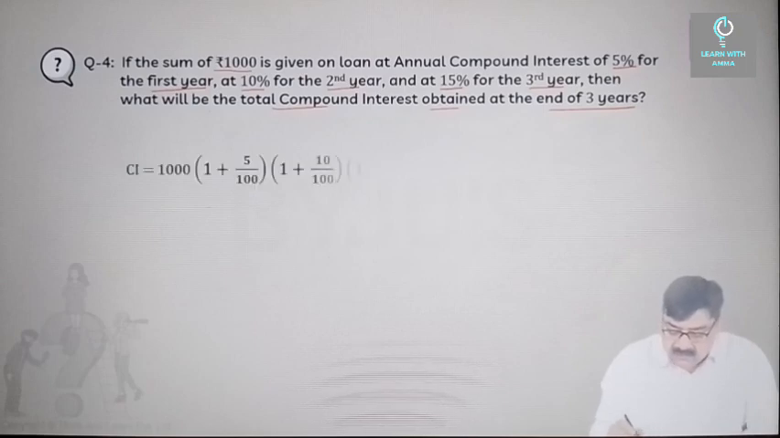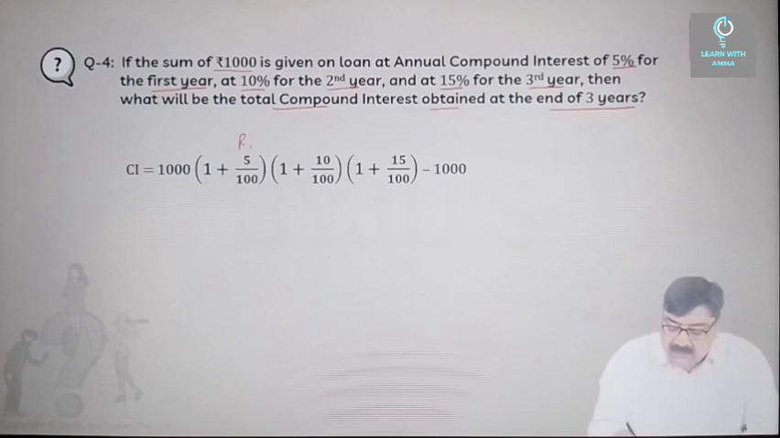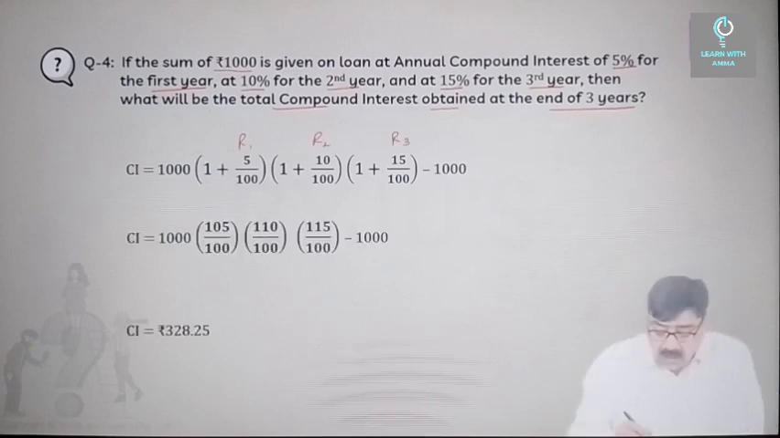So, we are aware of the formula. We just put it. This is your R1, this is R2, and this is R3. Now we know this is 105 by 100. We are aware this is 110 by 100. We are aware this is 115 by 100.